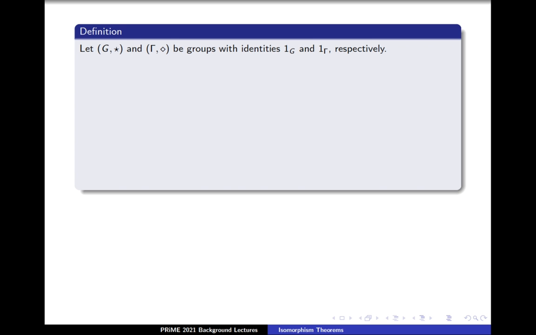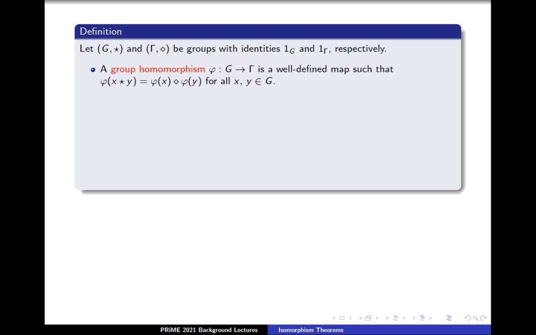with identity elements 1 sub G and 1 sub gamma, respectively. We'll define a group homomorphism phi from G to gamma as a well-defined map such that phi of x star y is equal to phi of x diamond phi of y for all little x and little y in capital G.